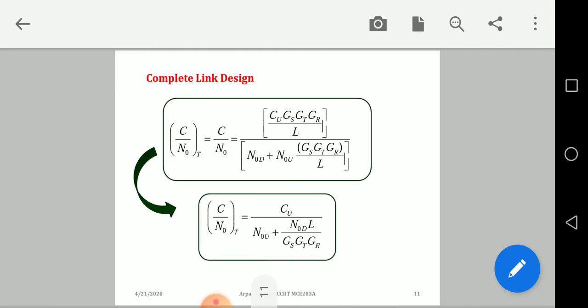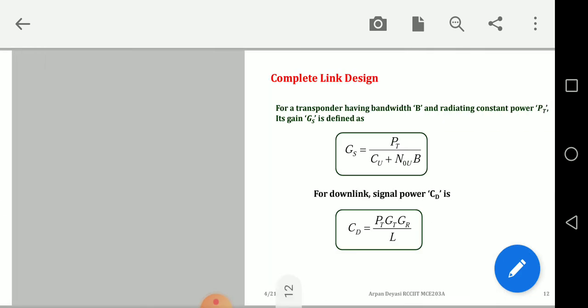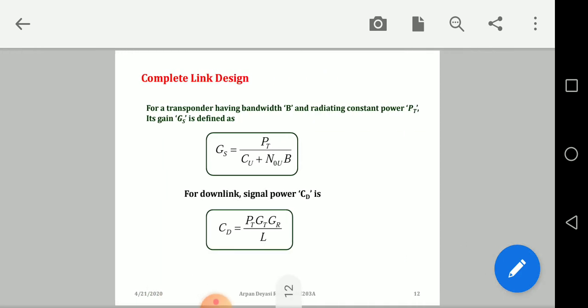So substituting, we get the complete link design. C by N is substituted and we get the last expression. Look, CU by N0D plus N0U plus N0DL, by the multiplication of the 3 gain functions. So if you have a transponder having bandwidth B and radiating constant power PT, this is the equation of GS, that means the gain of the transponder: PT by CU plus N0UB.